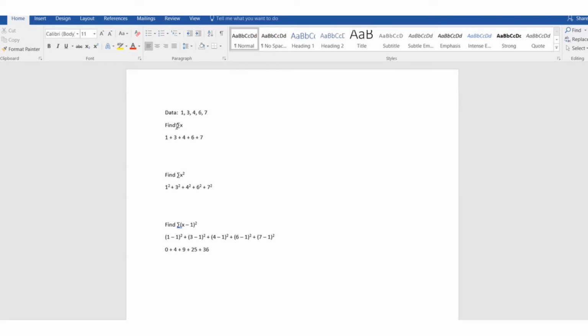So here, this is just saying add up all of your data. So we'll have 1 plus 3 plus 4 plus 6 plus 7. And of course, if we add those up, that is going to be 21.